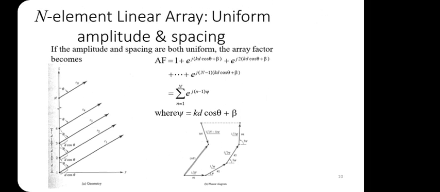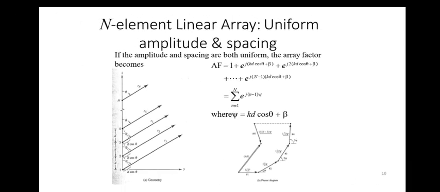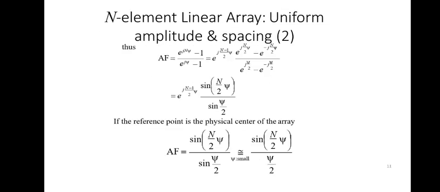Now we come to the N element linear array uniformly placed with the same amplitude and spacing. So the array factor equals (e power j N psi minus 1) by (e power j psi minus 1). Here e power j (N minus 1) by 2 into psi is common, and so you will get (e power j N psi by 2 minus e power minus j N psi by 2) by (e power j psi by 2 minus e power minus j psi by 2).